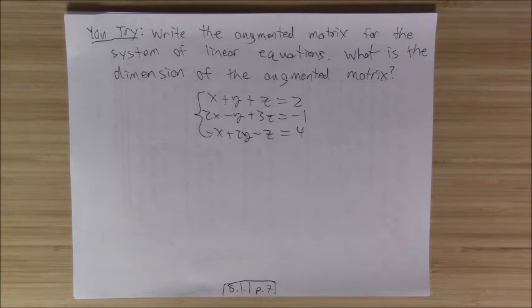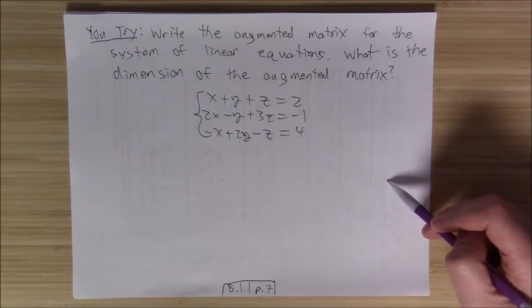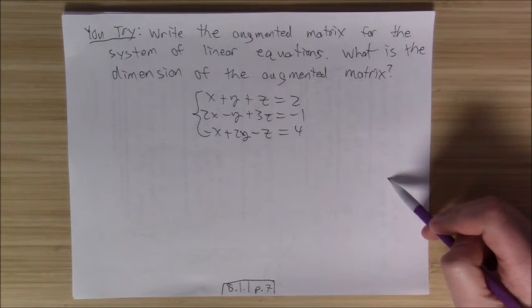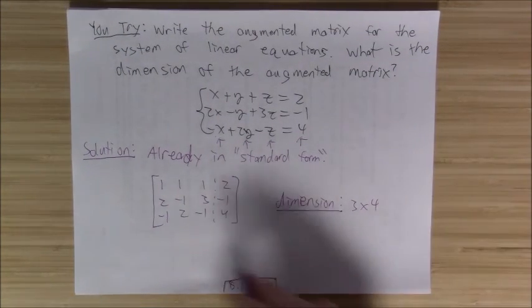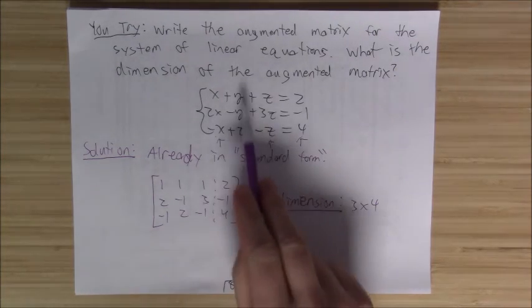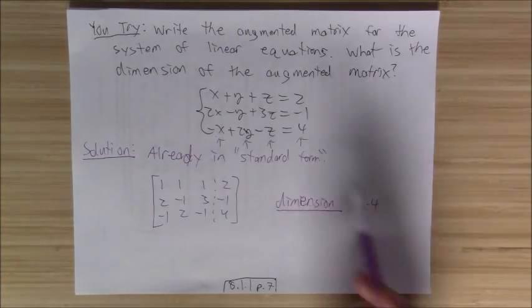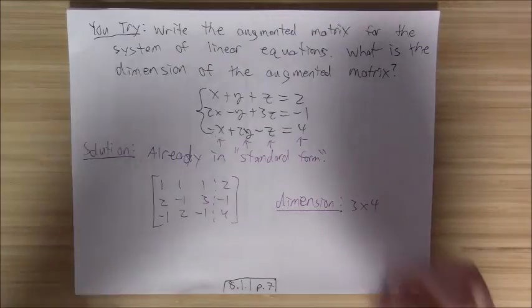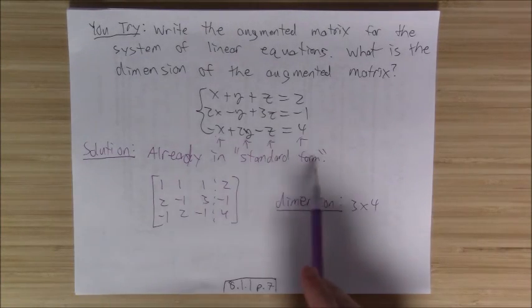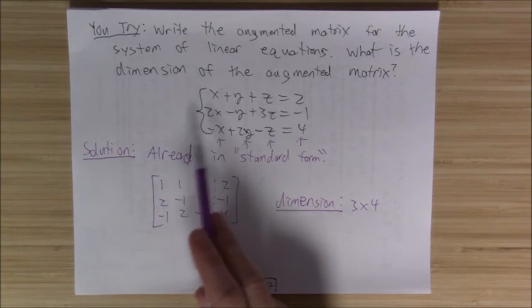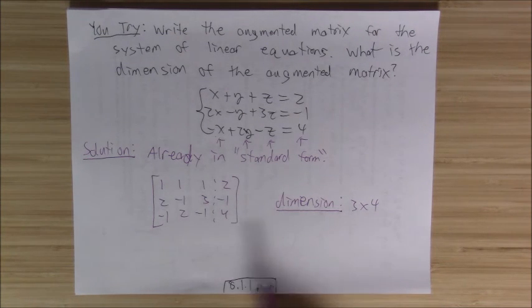Go ahead and write out the augmented matrix for the following system of linear equations, and also determine what the dimension of the augmented matrix is. On the count of 3, I will reveal the solution. 1, 2, 3. So here, because this is already in standard form, we have x's, y's, z's, and then our constants already there, all nicely aligned in columns. We don't have to do what we did in the last example first. And so we just read it off to get our augmented matrix, and then we count up the dimension: 3 rows, 4 columns, so 3 by 4.